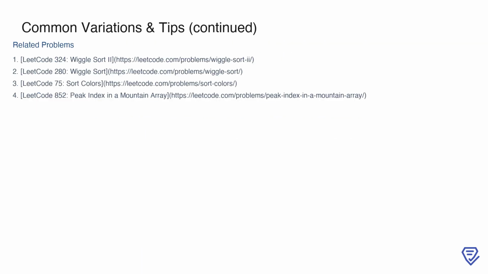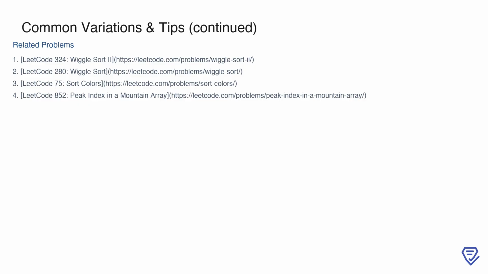This problem is closely related to a few others you might encounter on LeetCode. For example, LeetCode 324, Wiggle Sort 2, and LeetCode 280, Wiggle Sort, both involve creating arrays that follow specific alternating patterns. Similarly, LeetCode 75, Sort Colors, introduces the concept of efficiently sorting elements into different groups, which can be helpful when thinking about partitioning arrays for alternating patterns.